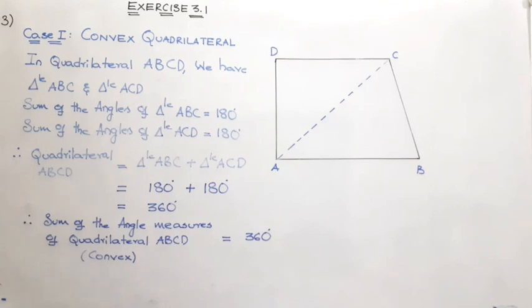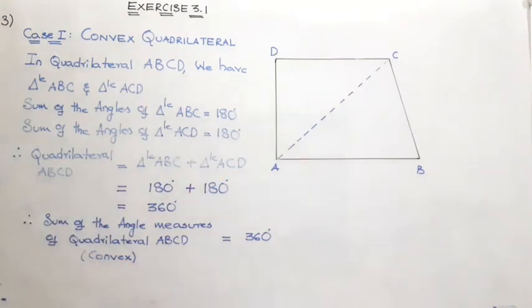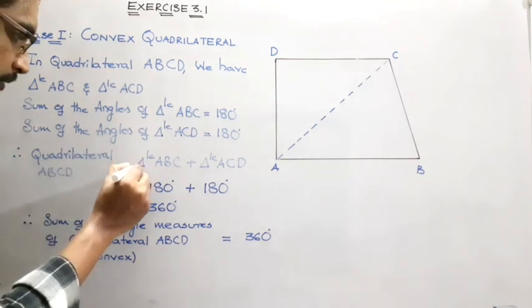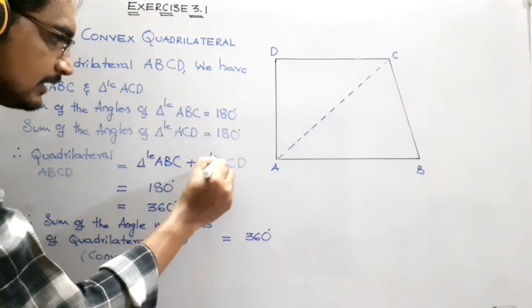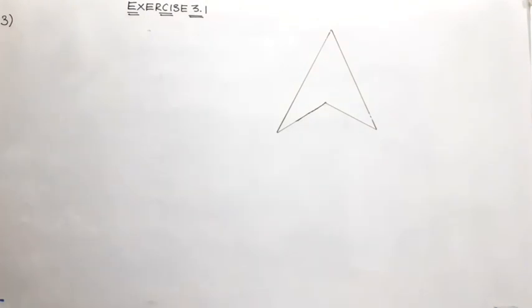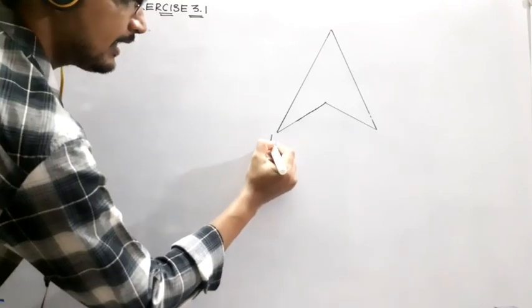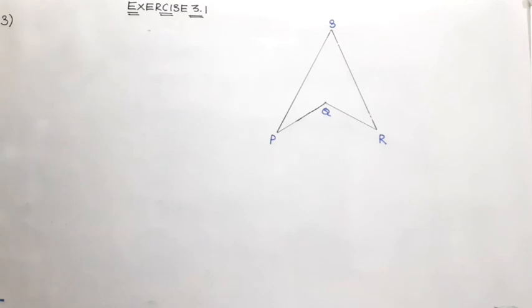Now we have to check whether the same holds. That means for the convex quadrilateral ABCD, we got the sum of the angle measures as 360. Now we have to check whether the same thing holds for a concave quadrilateral also. So let us move into case 2, with a concave quadrilateral. Here I took a concave quadrilateral, with 1, 2, 3, 4 sides. I am naming it as PQRS. So the quadrilateral PQRS is a concave quadrilateral.